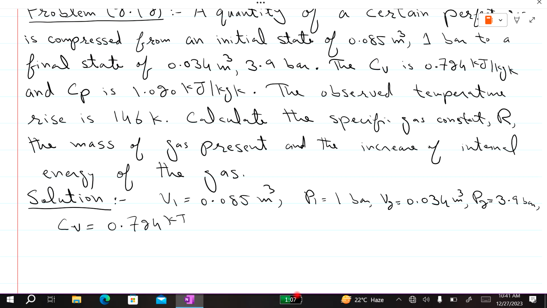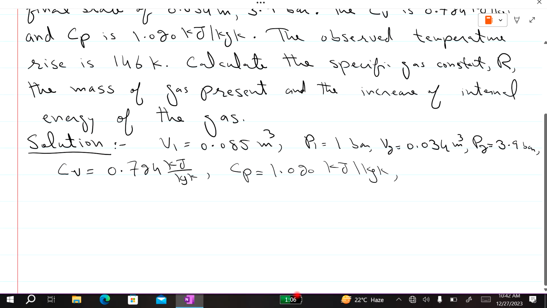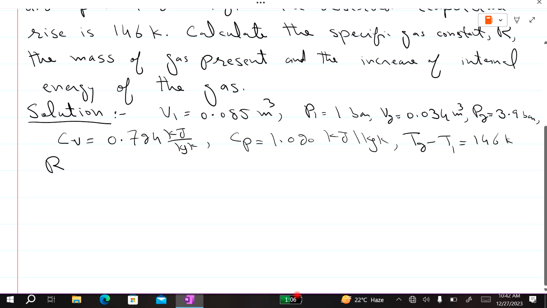0.724 kilojoule per kilogram per Kelvin, and the specific heat capacity at constant pressure is Cp, 1.020 kilojoule per kilogram per Kelvin. The observed temperature rise, it means it is not T2, it is T2 minus T1, is equal to 146 Kelvin. Calculate the specific gas constant R, the mass of gas present M, and the increase of internal energy U2 minus U1.